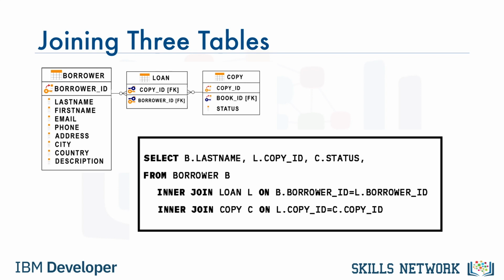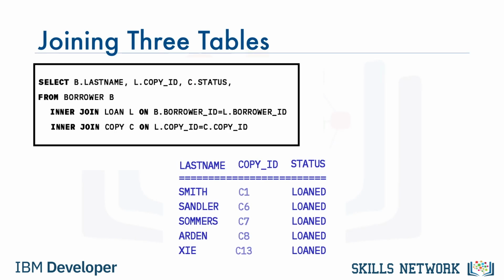In this case, we join the tables two by two. First, we join the information from the borrower table and the loan table where the borrower IDs match. Then, we join the information from the loan table and the copy table where the copy IDs match. We select the last name from the borrower table, the copy ID from the loan table, and the status from the copy table. And here is the result set.